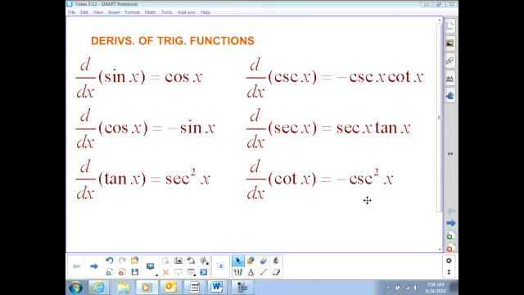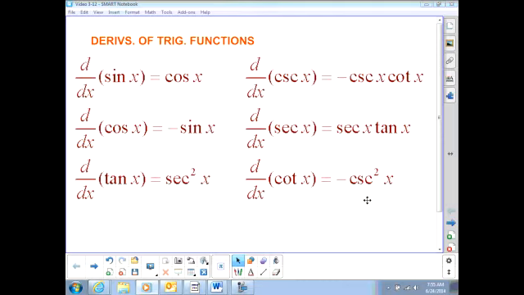And then our three reciprocal ones we won't see as much, but they will come up this year. The derivative of cosecant x is negative cosecant x cotangent x. Secant x is secant x tan x. And cotangent x is equal to negative cosecant squared x.